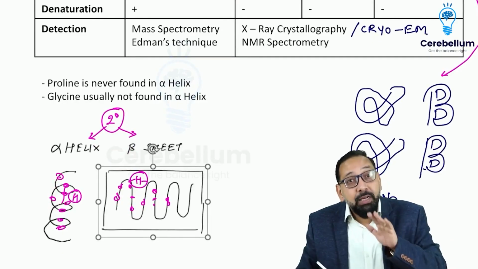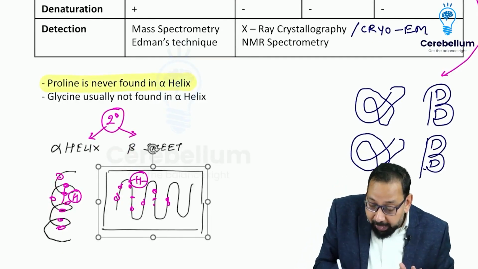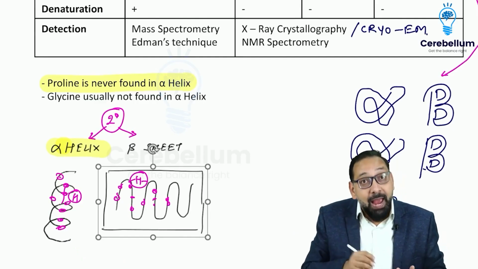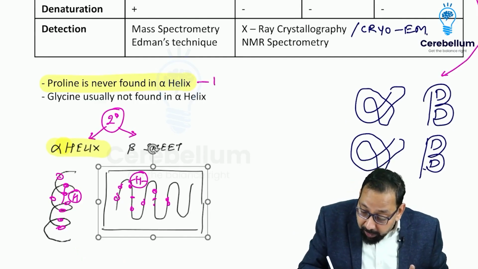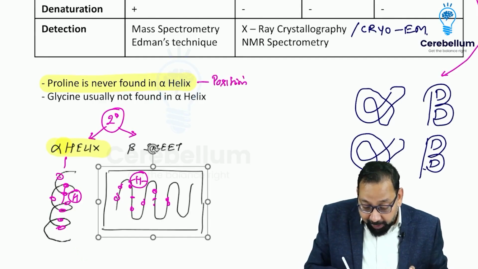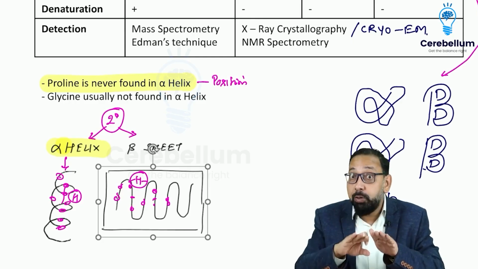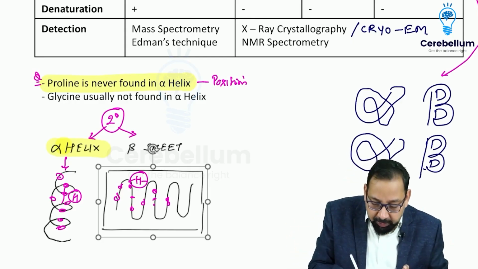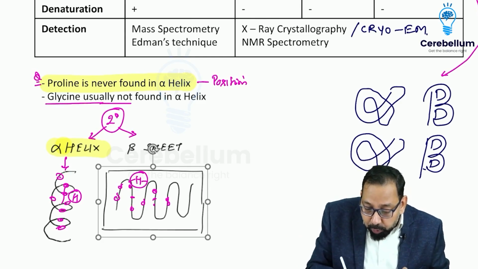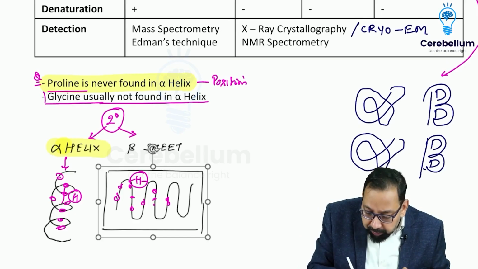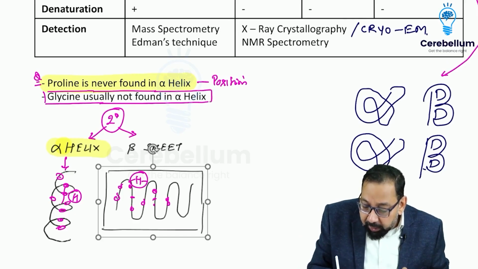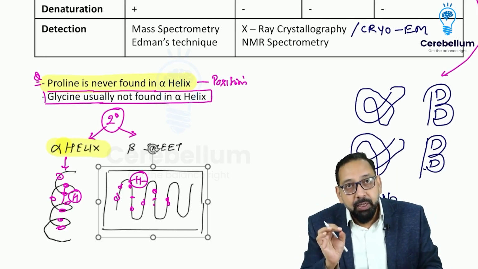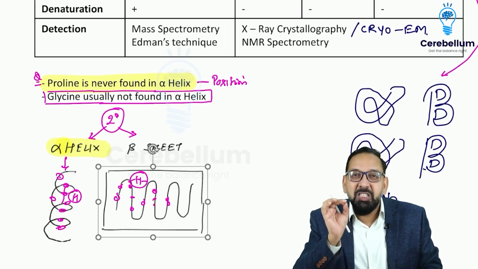And we found that proline is never found in alpha helix. This is a question. Except position 1, meaning at position 1 proline may be there in alpha helix, but it is not found other than the first position. Proline is never found. Question is asked. Glycine is usually not found in alpha helix. Questions are asked like this: they will tell you that there is a protein in which alpha helix is disturbed.